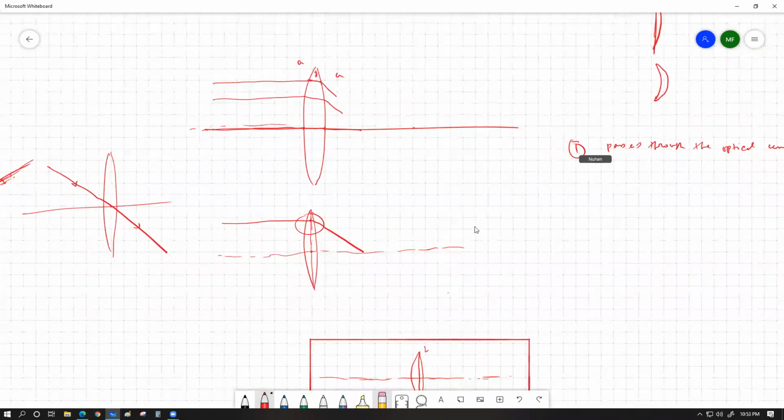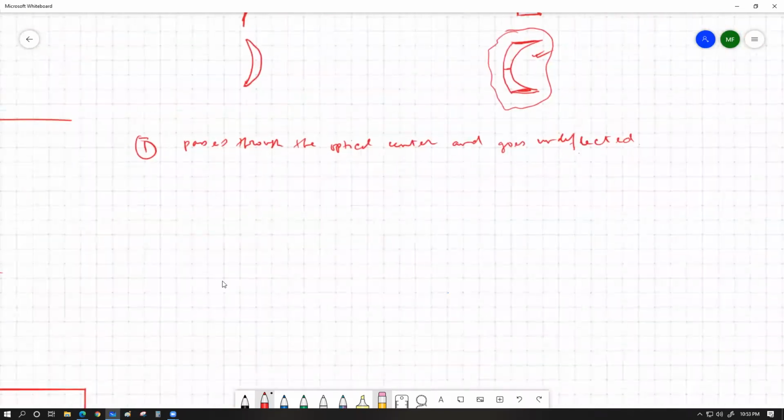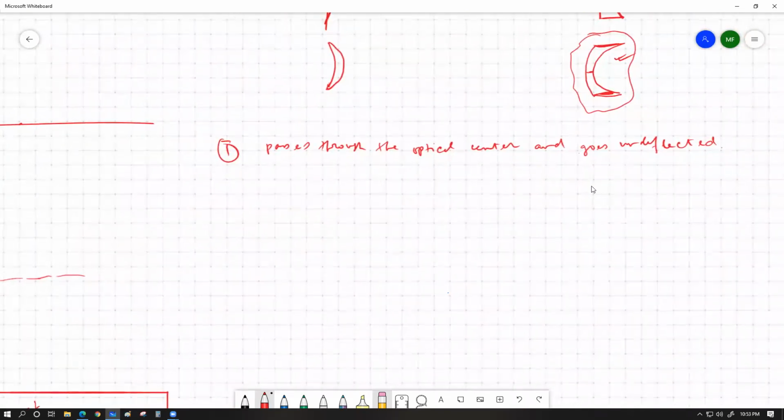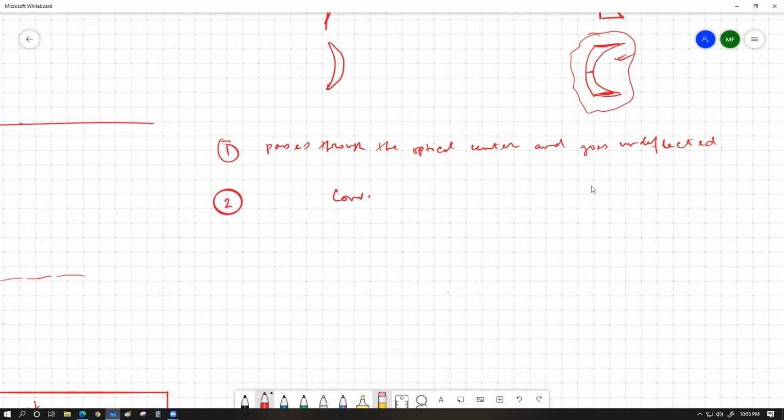So the first ray that we have to consider is the ray that passes through the optical center and goes undeviated. This is the first ray you have to draw. The second ray is a bit tricky because for two types of lenses, we can have two types of rays. So I'm going to write this in words. Let's say for converging lenses, and right over here, I'm going to write it for diverging lenses.